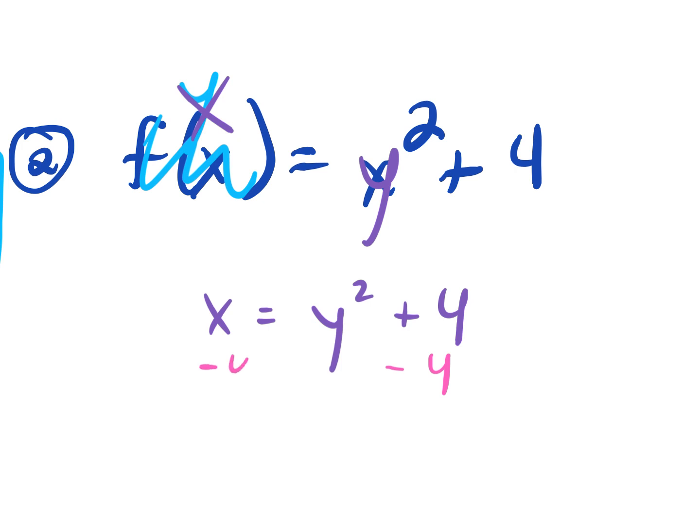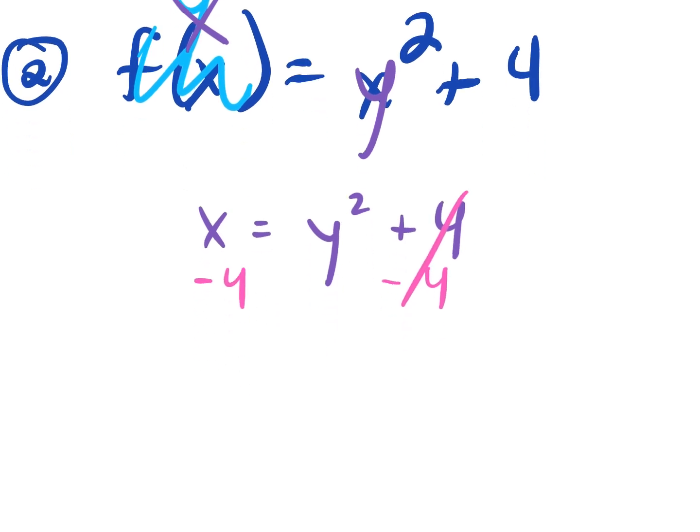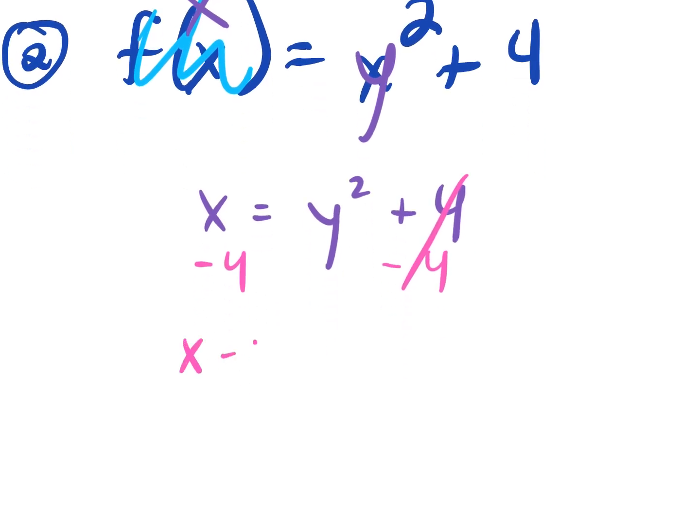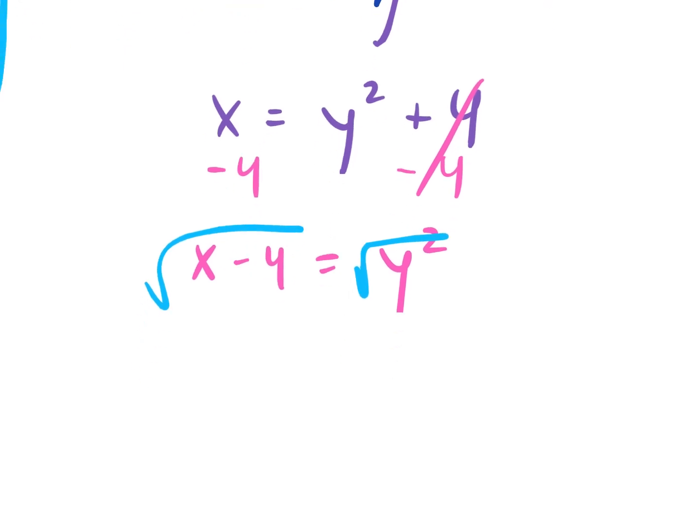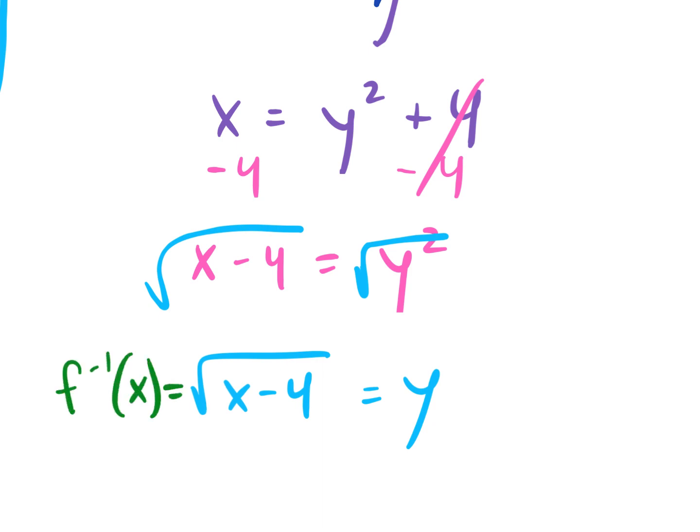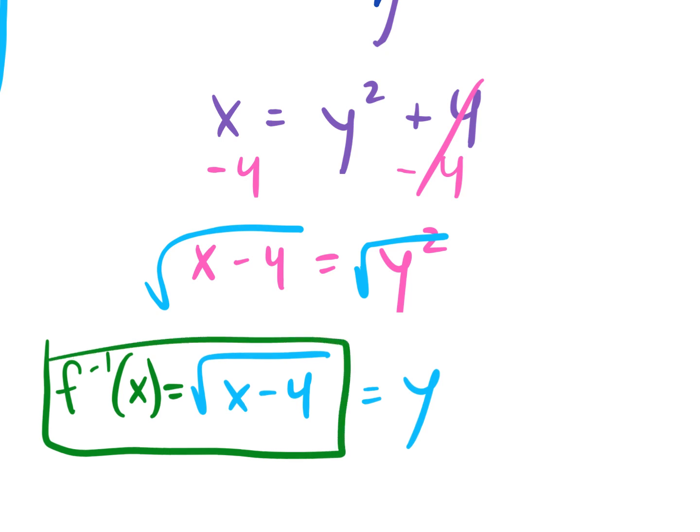We want to get the y by itself, so we have to undo everything on the right side. So I have x minus 4 is equal to y squared. Square root both sides, and you get the square root of x minus 4 equals y. Once our y is all by itself, we are done there, so we can name it as our inverse. So we put f negative 1 of x is equal to the square root of x minus 4.